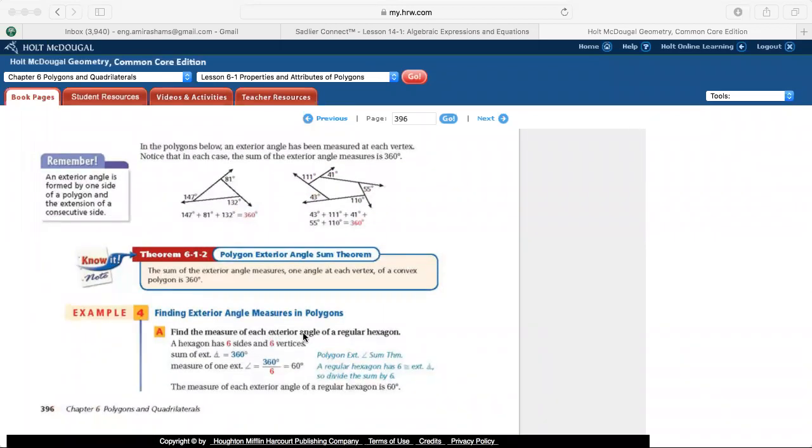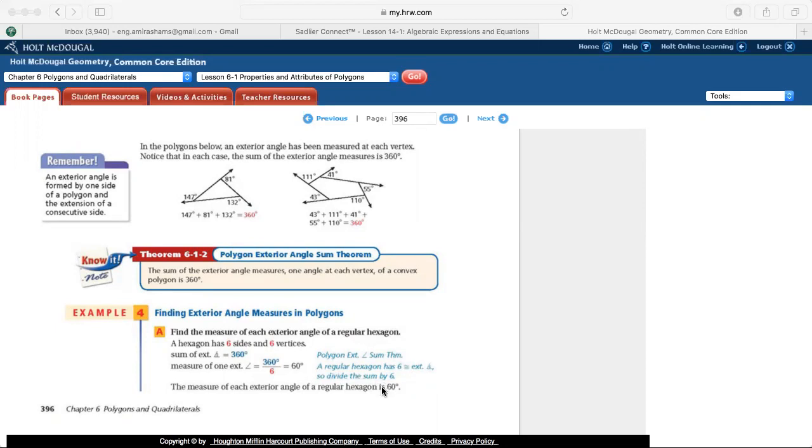Find the measure of each exterior angle of a regular hexagon. Regular, all its angles are equal. Hexagon is 6. So the hexagon has 6 sides and 6 vertices. Exterior sum is 360. And it has 6 angles. So 360 divided by 6. Polygon exterior sum theorem. A regular hexagon has 6 exterior angles, so divide the sum by 6.